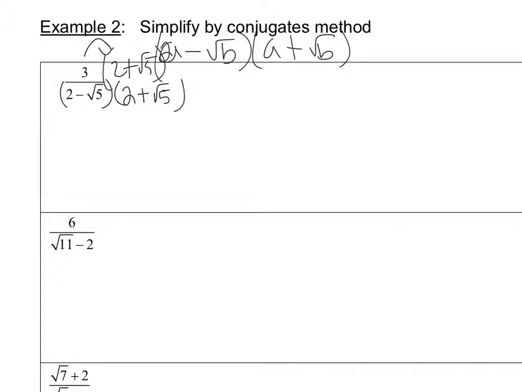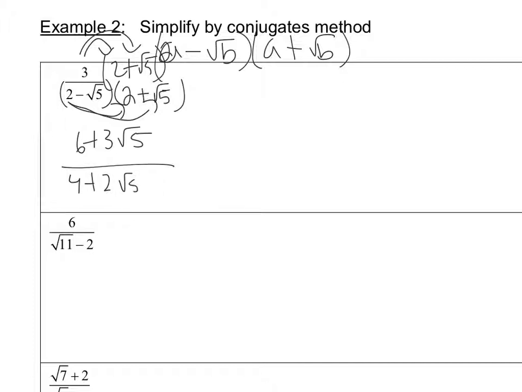So 3 times 2 is 6. 3 times square root of 5 is 3 square root of 5. 2 times 2 is 4. Plus 2 square root of 5. Minus 2 square root of 5. Minus 5. So you still have 6 plus 3 square root of 5 on top.